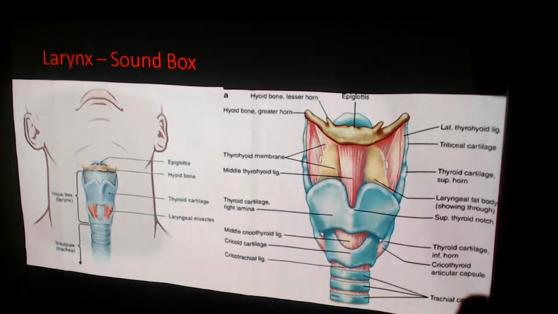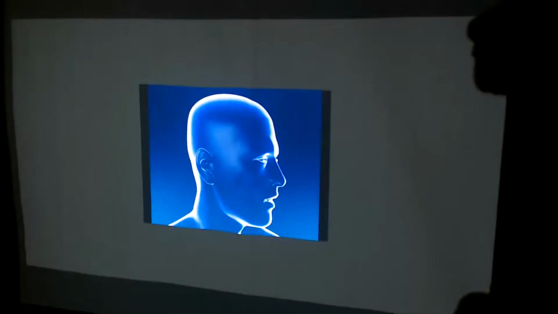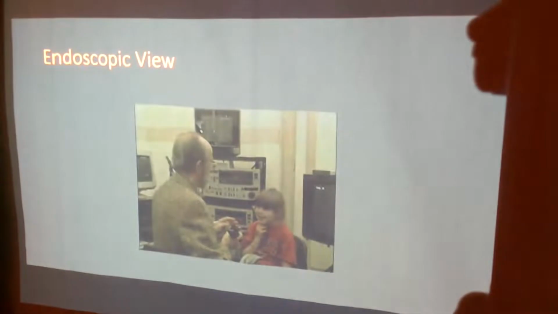Okay, so putting all these technical aspects aside, we do have a sound box that has tissues or muscle inside that vibrates and produces sound. And let's go deep in and take a look at the vocal folds through an endoscope or a camera that is looking into the larynx, or into the sound box.